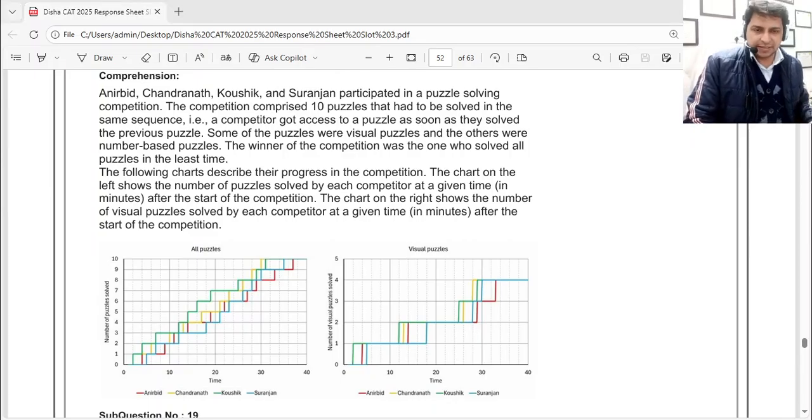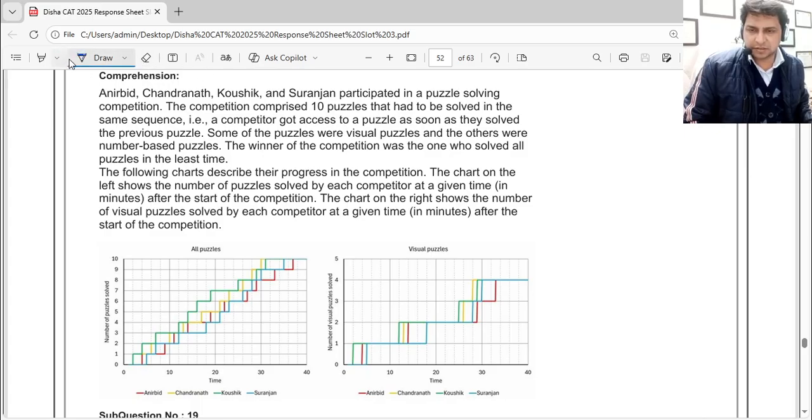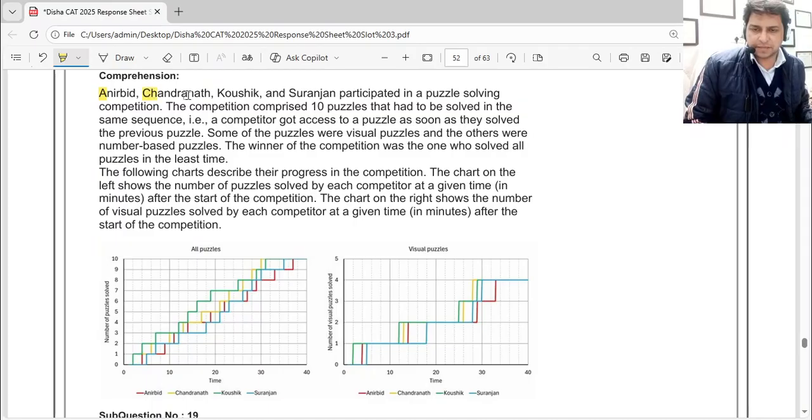Now this puzzle says that there are four people who are participating in a particular puzzle. Let's name them A, C, K and S. They are participating in a puzzle solving competition. The competition comprised 10 puzzles in total that have to be solved in the same sequence. That is, the competitor got access to a puzzle as soon as they solved the previous puzzle, so there's no lapse time in between. Some of the puzzles were visual puzzles, and others were number based puzzles. So there are two kinds of puzzles.